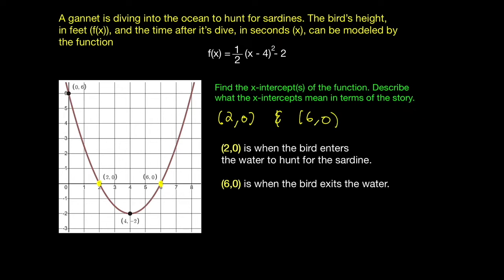In terms of the story, the coordinate (2, 0), the first x-intercept, is when the bird enters the water. The second x-intercept, (6, 0), is when the bird exits the water.